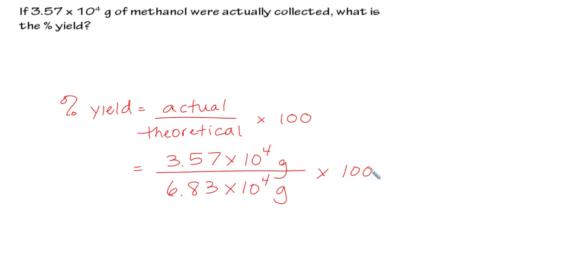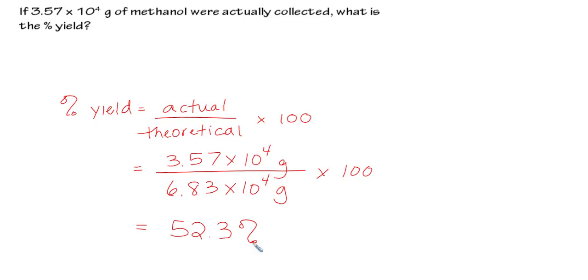So we got the actual divided by the theoretical times 100. I don't know, this isn't the greatest data in the world. How about a 52.3% yield? So they lost about half their product. Now, sometimes that's typical. When you're working with gases, you might not have as great of a percent yield.